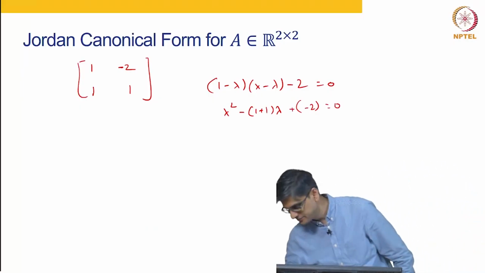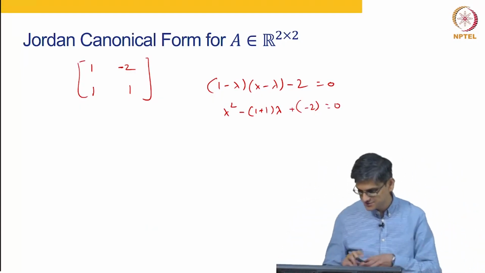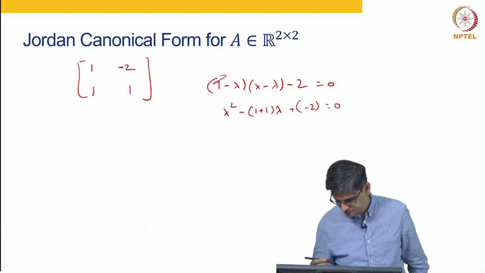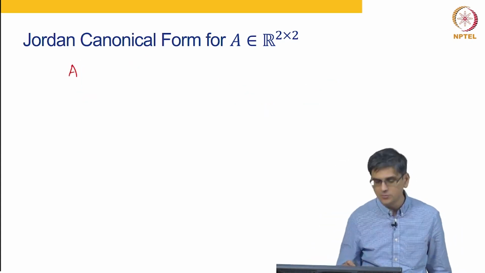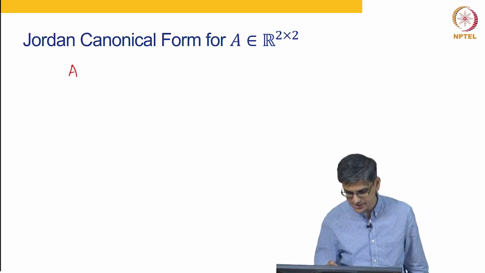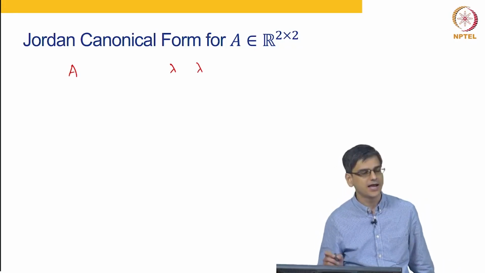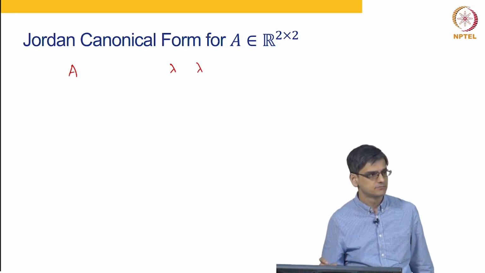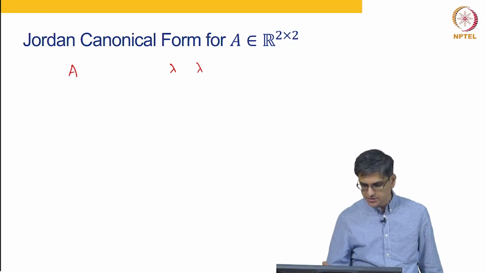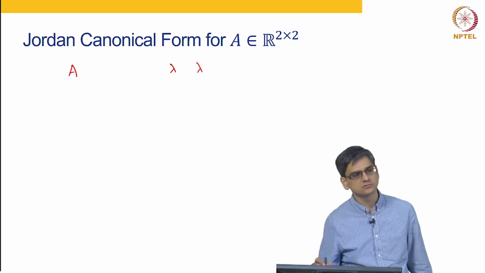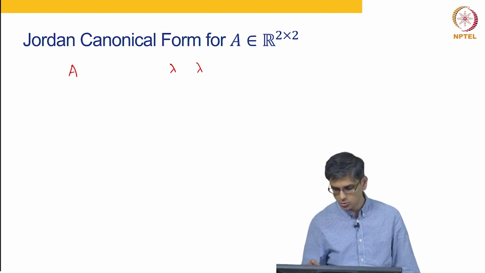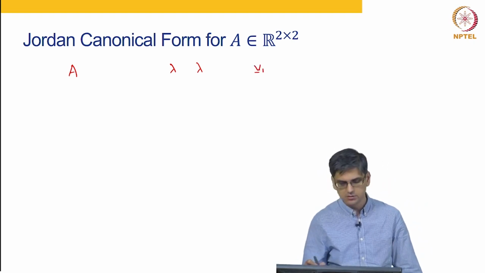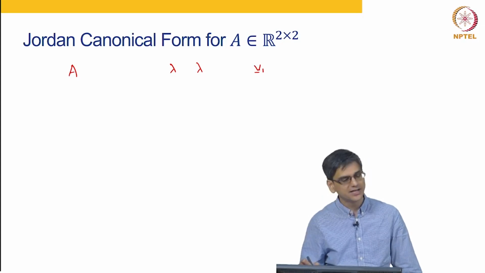Okay, forget it, let us erase that. Let us say you have a 2 by 2 matrix A, and let us say its two eigenvalues are both lambda, okay. Then so often you will not be able to get two eigenvectors, you will get only one eigenvector V1 and you will get a generalized eigenvector, okay.